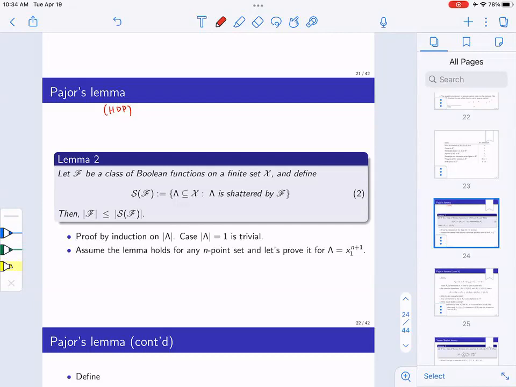The proof is by induction. So the base case is rather trivial. We do it by induction on X.